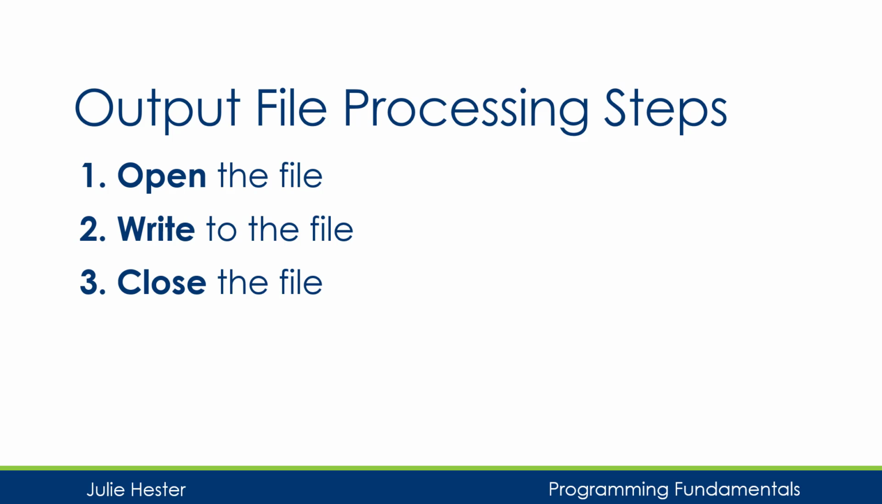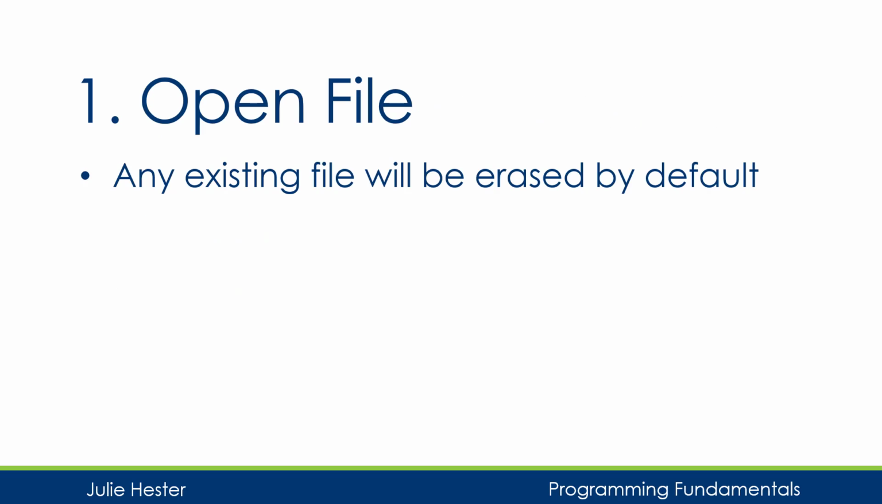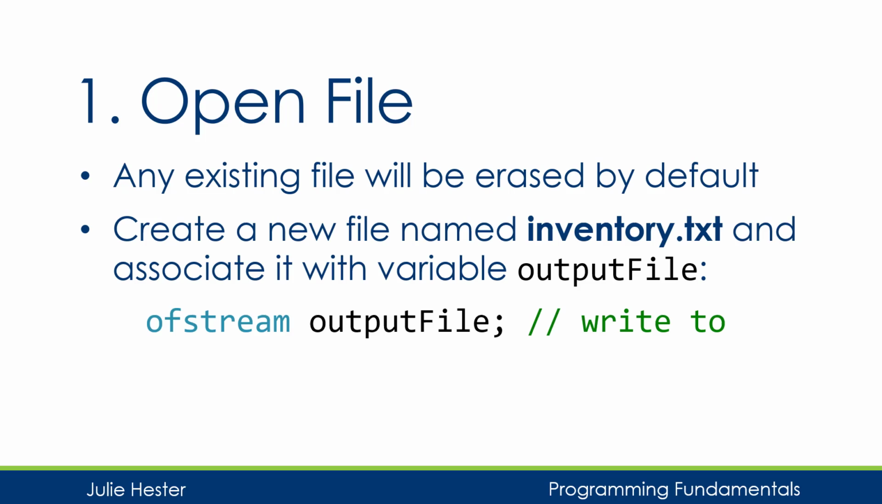The basic steps for working with output files are: we need to first open the file, then write the records to the file, and finally close the file. So first, when we open our file, if we already have a file with the name that we're using, by default it will be erased and replaced with our new file. Here I'm going to create a new file named inventory.txt and associate it with my variable outputFile.